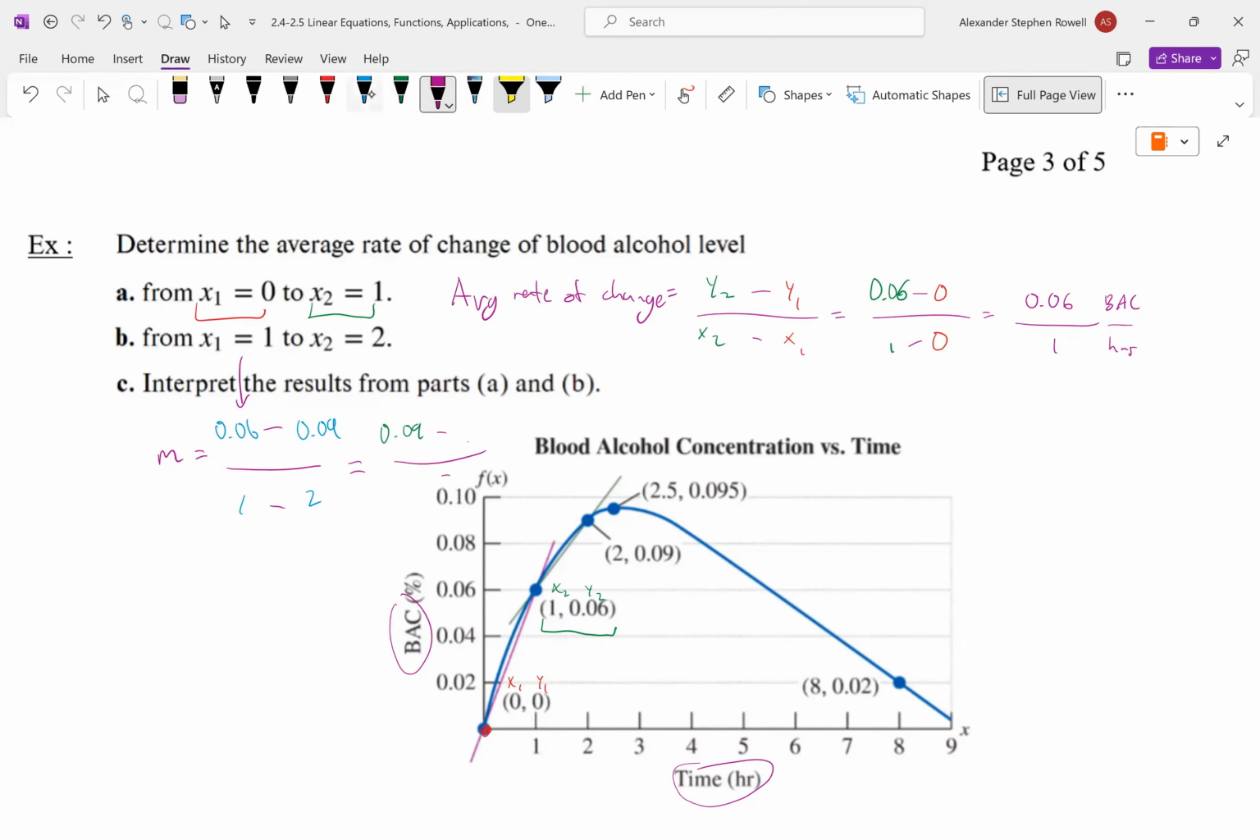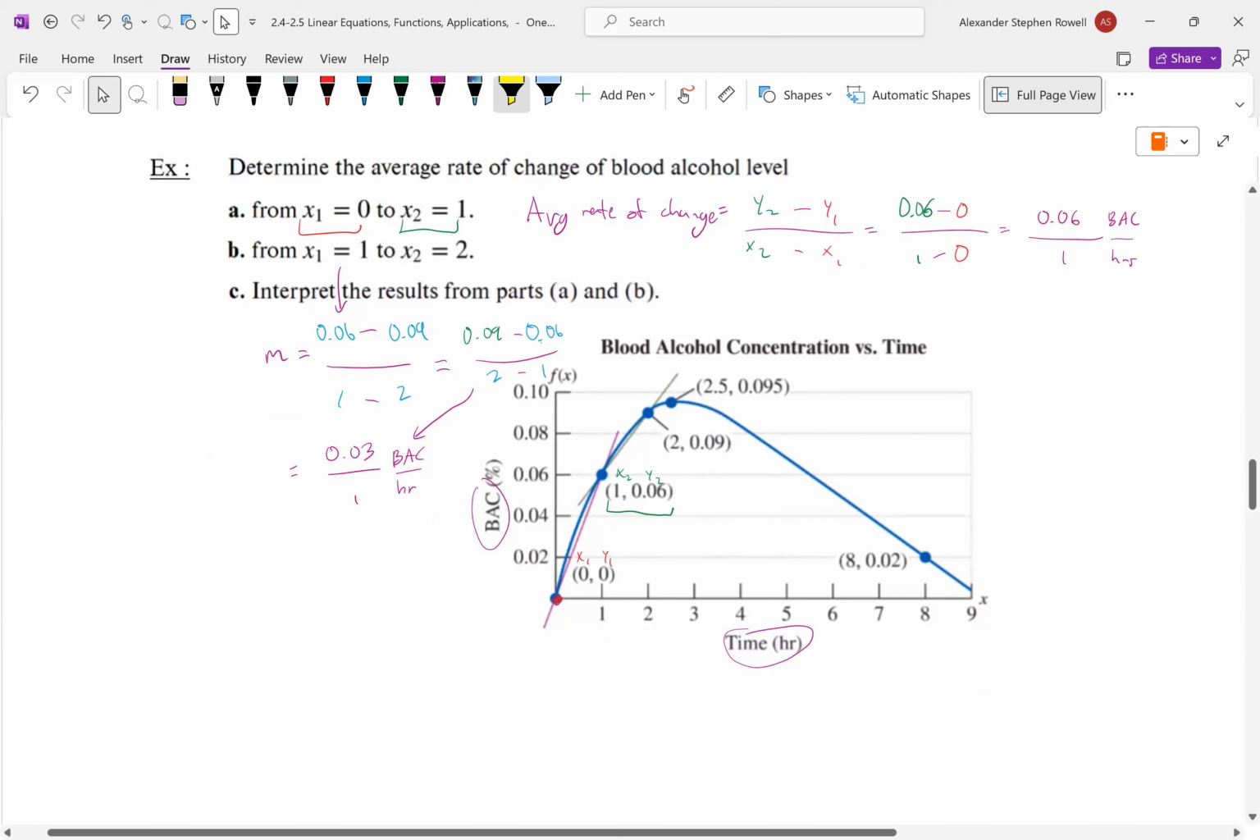0.09 minus 0.06 over 2 minus 1. Anyway, on the bottom, in the first case, you'll get negative over negative. In the second case, you would get positive 0.03 over 1. And that's the average rate of change of the blood alcohol concentration per hour, per single hour. Okay, any questions about this? Anytime it's asking for average rate of change, y2 minus y1 over x2 minus x1.